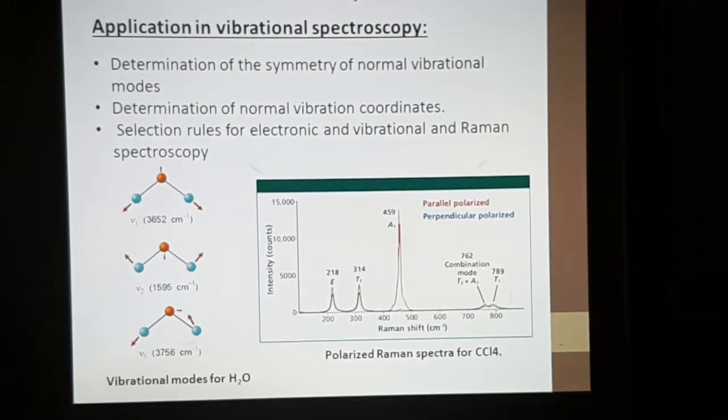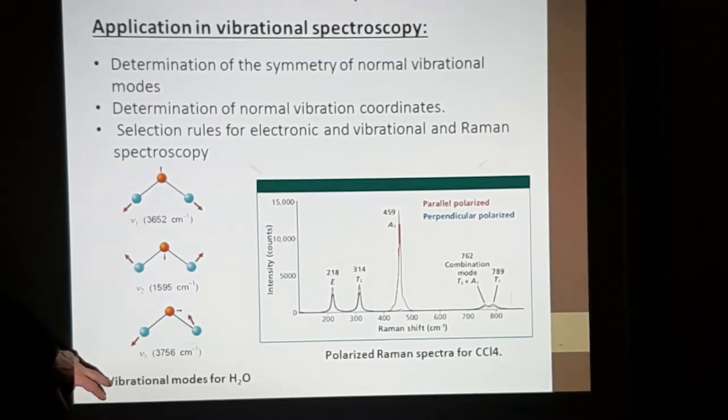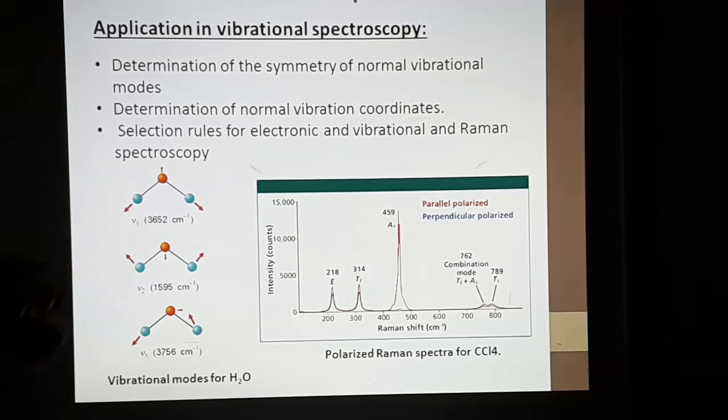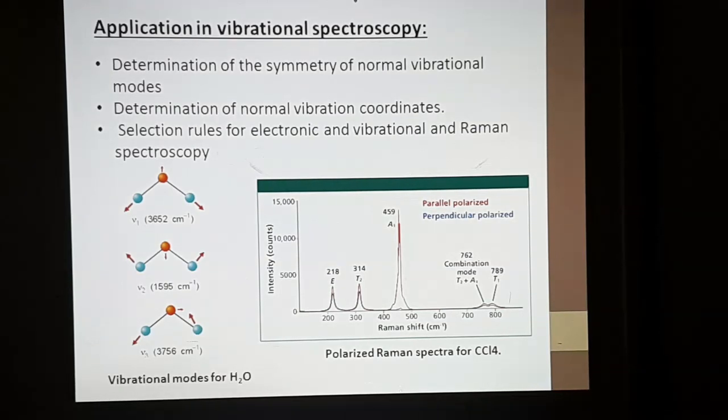Now, another example of application of group theory is in vibrational spectroscopy, where group theory permits us to determine the symmetry of the normal modes of vibration. For example, here, the vibrational modes of H2O have two different symmetries. We'll see that in chapter 4. It also permits the determination of the normal vibration coordinates. This means the system of coordinates where the Hamiltonian takes a simple separable form.